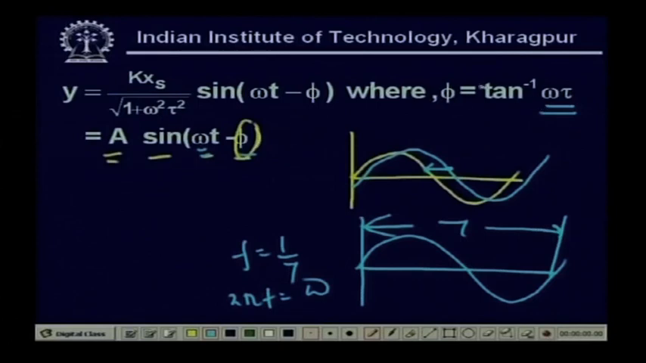You can see that the phase shift is equal to tan inverse omega tau, and the amplitude of the signal, which is A, which is k into x s under the square root 1 plus omega square tau square. You will find that if the omega is large, obviously your value of A also will be small, that means the amplitude also will be small, right.